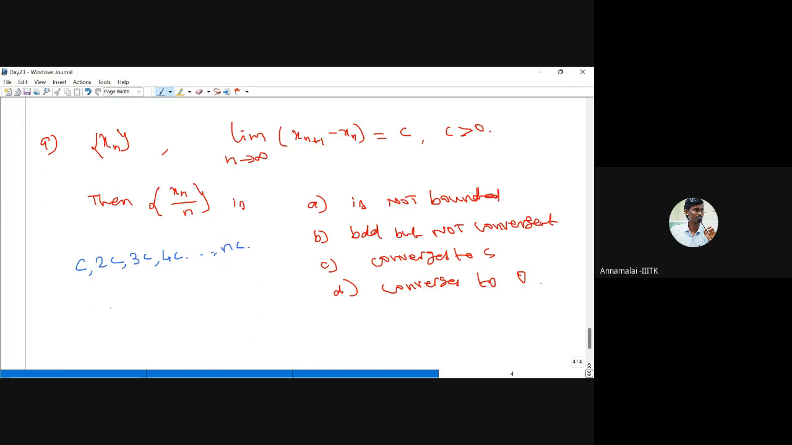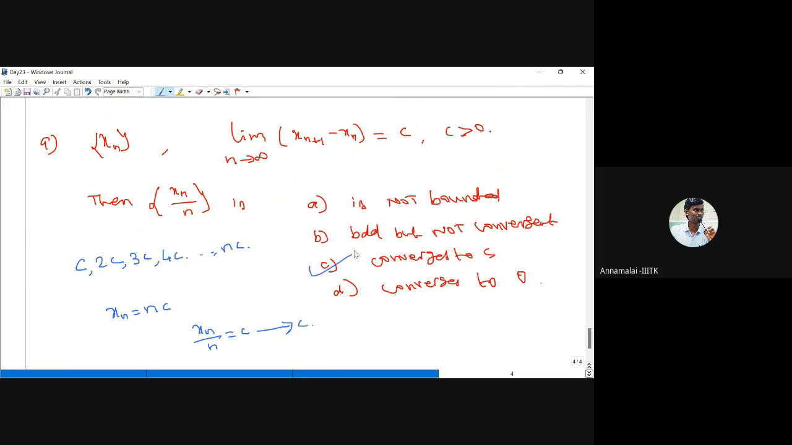Therefore, our sequence x_n is nothing but n times c. Because x_(n+1) is nothing but (n+1) times c, if we subtract, we will get c. Now, what is x_n by n? It is just c. And this is a constant sequence, which converges to c. Therefore, it converges to c.